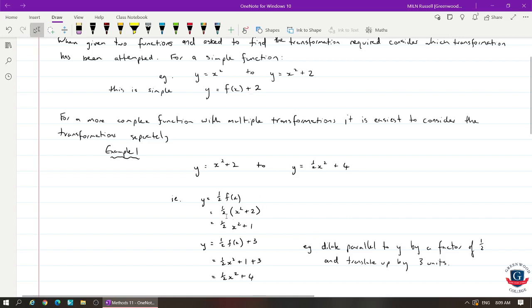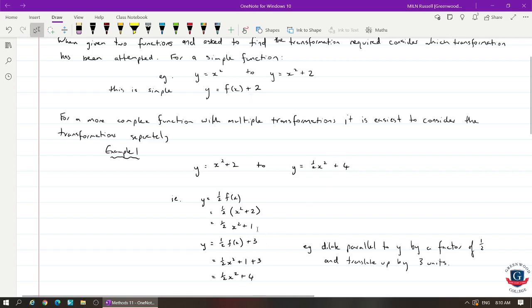Now if we do that, we've got to take a half of the whole of x squared plus 2, which will give us half x squared plus 1, if we expand this out. Now this function here is not this function here. It's lower than it needs to be, so we're going to translate it up. To do that, we're going to add 3 to the end of the function, because we know that's how we do a translation upwards. We're starting at 1, and we need to get to 4, so we need to translate it 3 more.